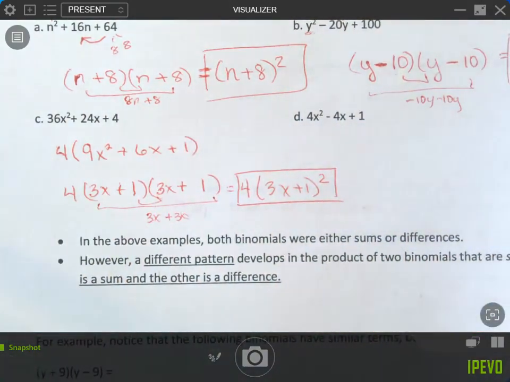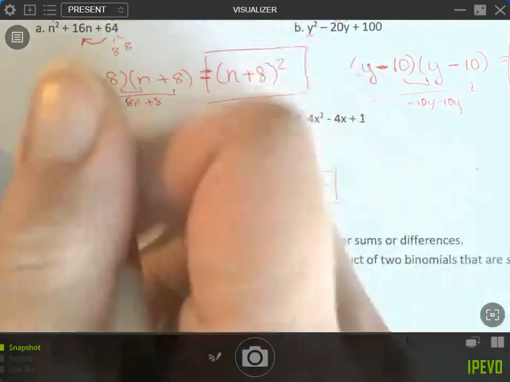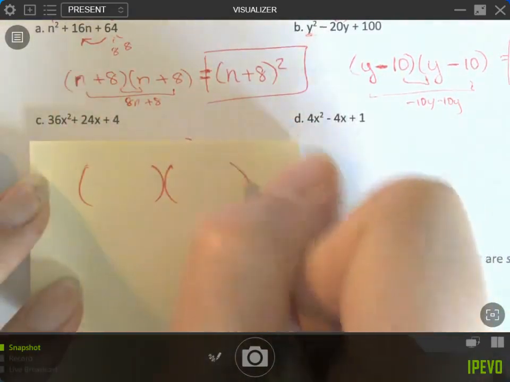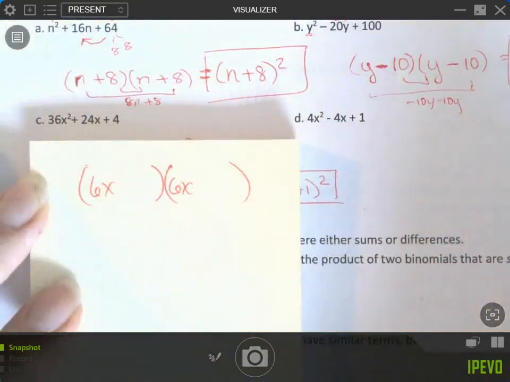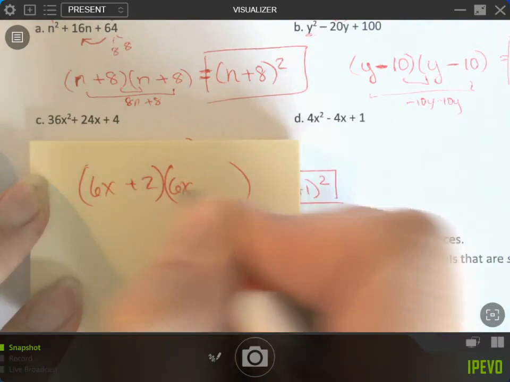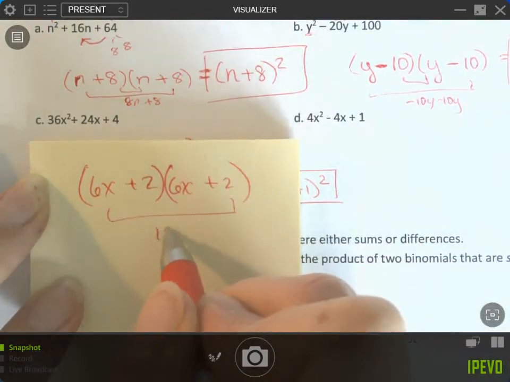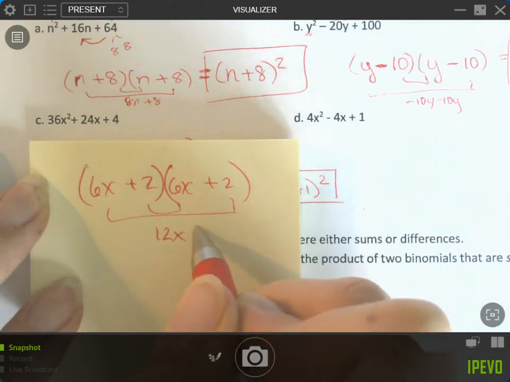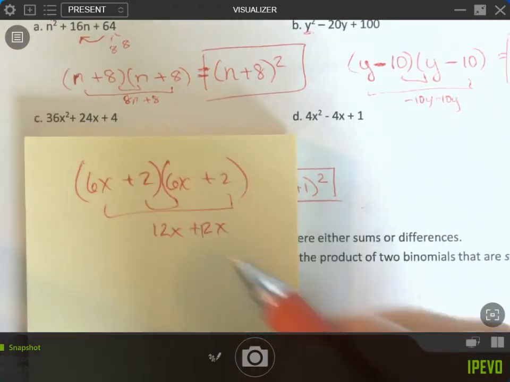Okay, now, real quick, because I think some of you jumped in. If you would have jumped in and you weren't wrong, 36 is a perfect square. You could have said 6x times 6x. Do you agree that that's 36? Yeah. And a positive 2 and a positive 2, that multiplies to 4. And the outside is 12x, and what's the inside? So it factored, right? 12 and 12 is your 24.